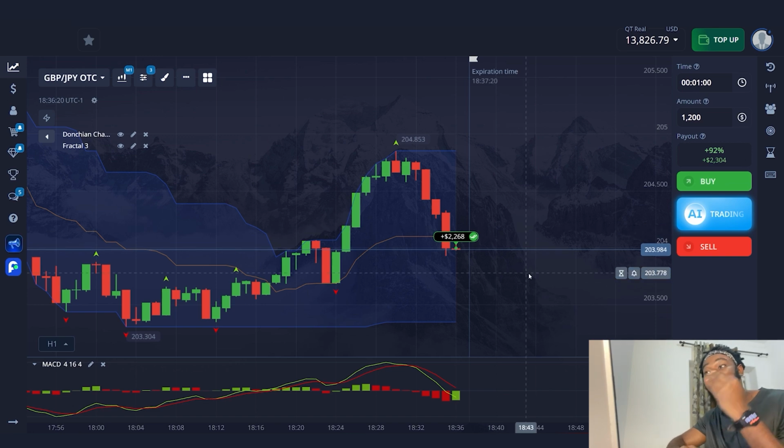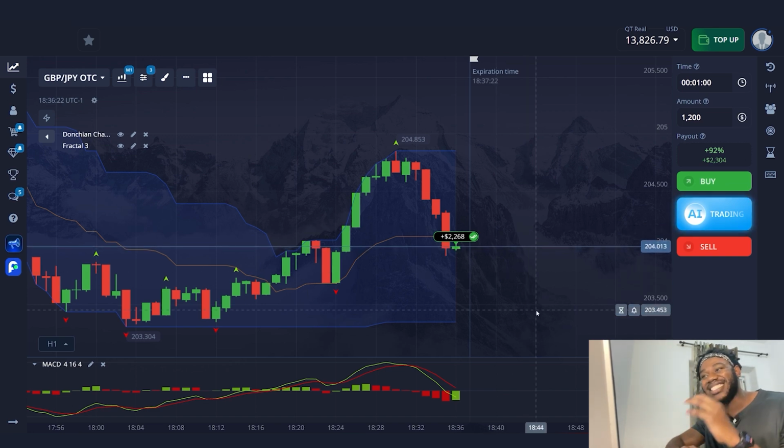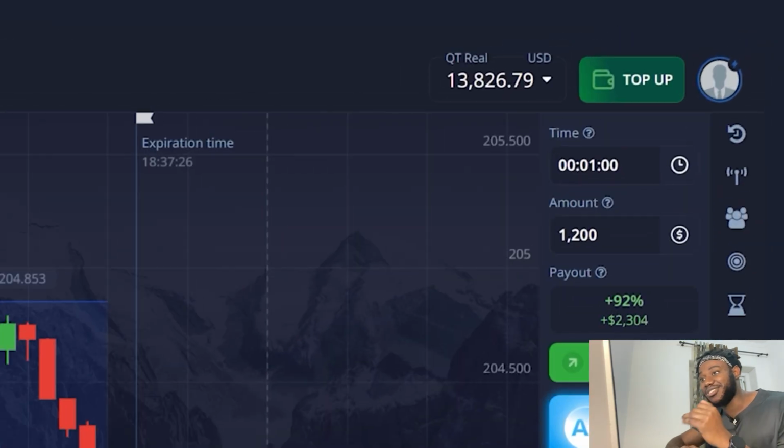Amazing results. 3 out of 4 trades are profitable. I see how my capital has increased and now it is $13,826. Now, excellent outcome of this session. I think this is the end of the work.